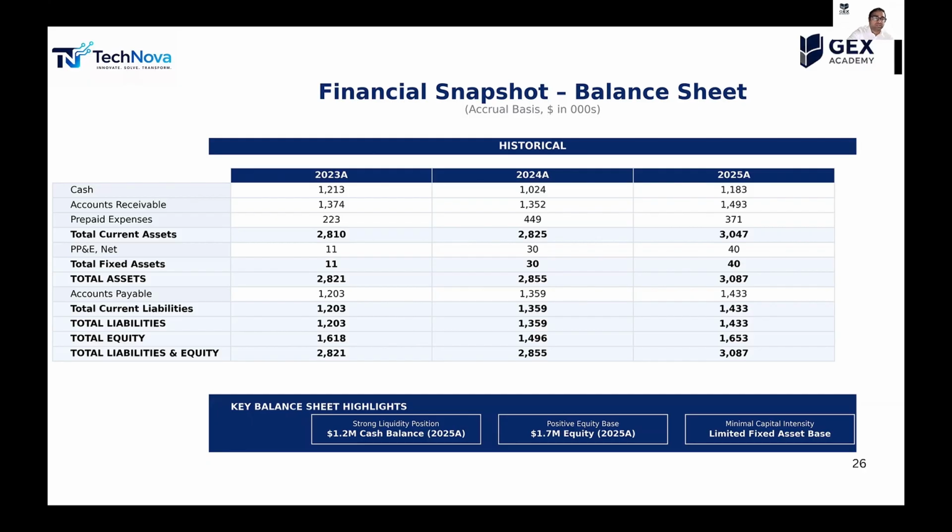So if you look at the current assets, for example, we see approximately $3 million as of 2025. The largest components being cash of $1.2 million and accounts receivable of $1.5 million. The cash balance provides some indication of liquidity and financial flexibility. The AR balance is also important because it reflects the nature of the business model. Like many consulting and staffing companies, the company performs services first and then collects payments from clients afterwards, right?